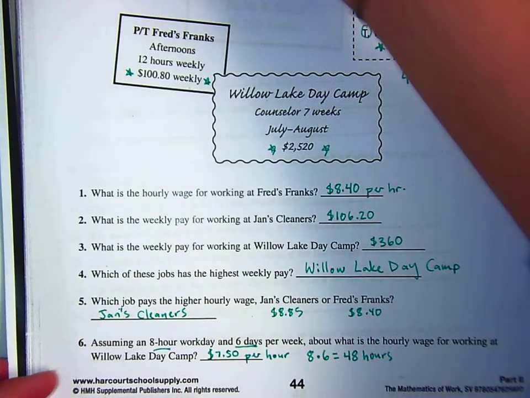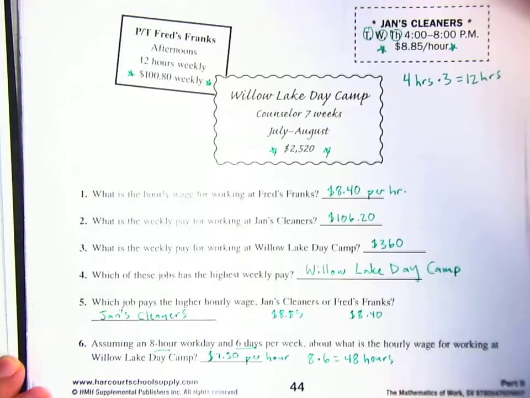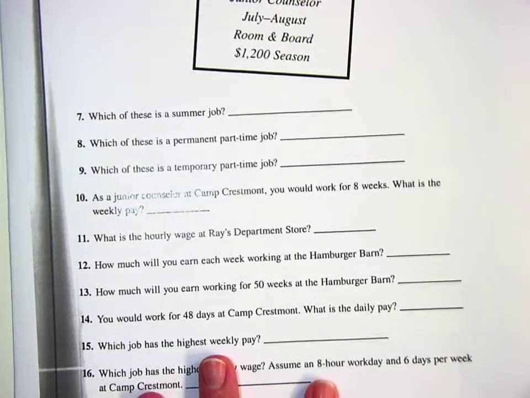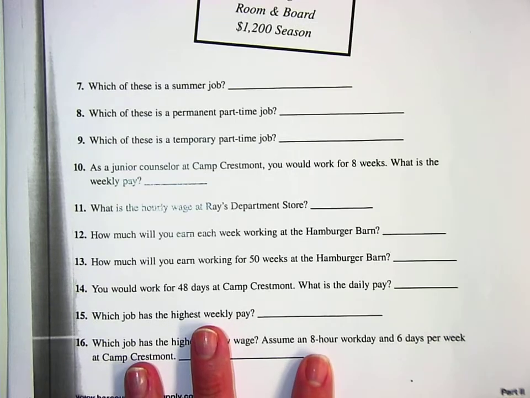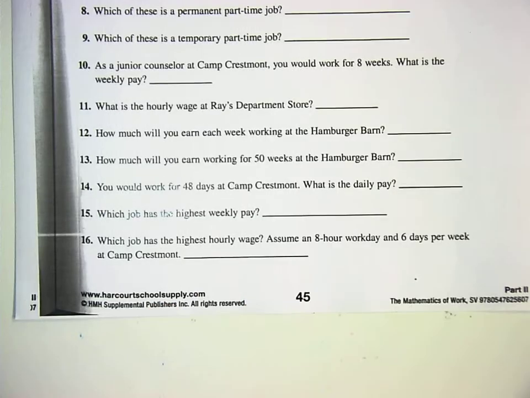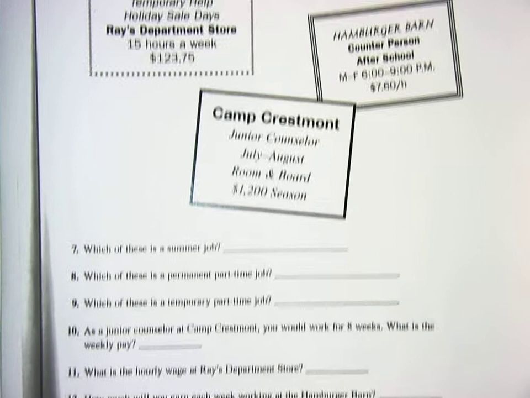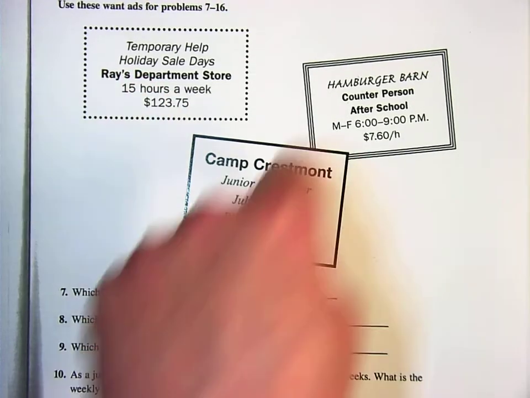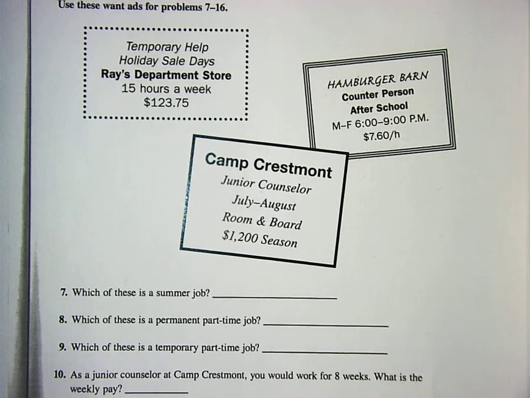So we did the first 6 problems together to give you an idea of what this is like. And then your homework is the second set. So your homework is problems 7 through 16 on page 45 on this worksheet. And it's comparing Ray's department store, Camp Crestmont, and being a counter person at the Hamburger Barn after school.